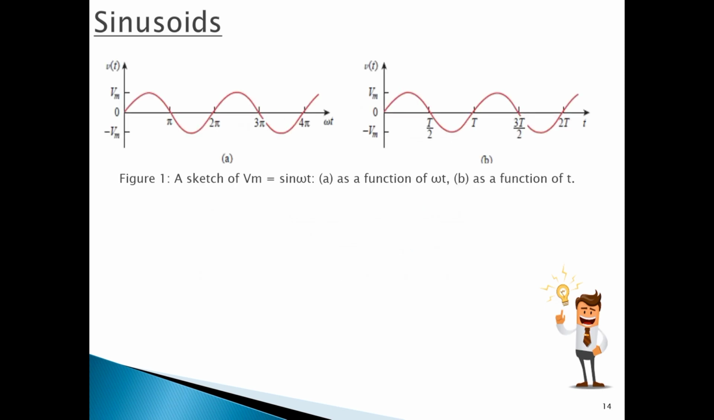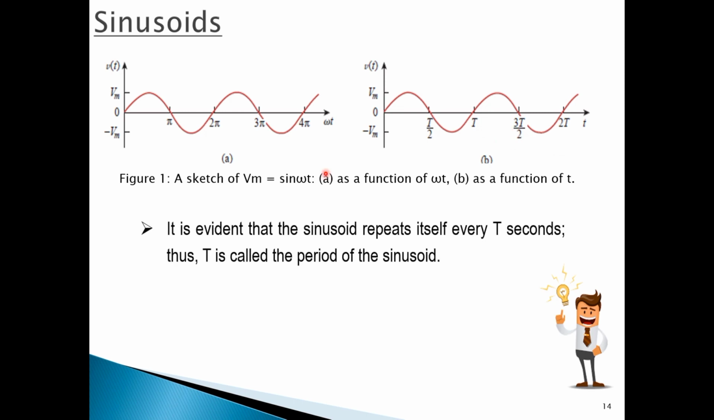So if we have here a sketch of v equals Vm sine omega t, for letter A, that is as a function of omega t. Then for letter B, as a function of t, or the period. So it is evident that the sinusoid repeats itself every T seconds. Thus, T is called the period of the sinusoid.